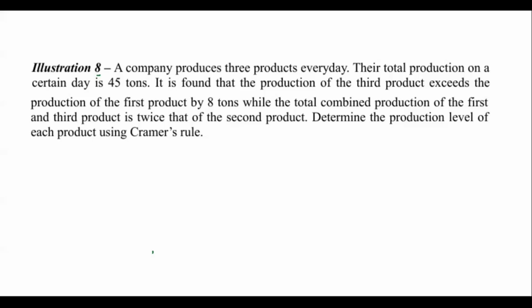So this company is producing 3 different products. The total production for a certain day is 45 tons. And these are some pieces of information they're telling you. Production of the third product exceeds production of the fourth product by 8 tons, while the total combined production of the fourth and third product is twice that of the second product. Determine the production level of each product, they asked by Kramer's rule. So this is a very complicated situation that we can express algebraically, and that's what we're going to do.